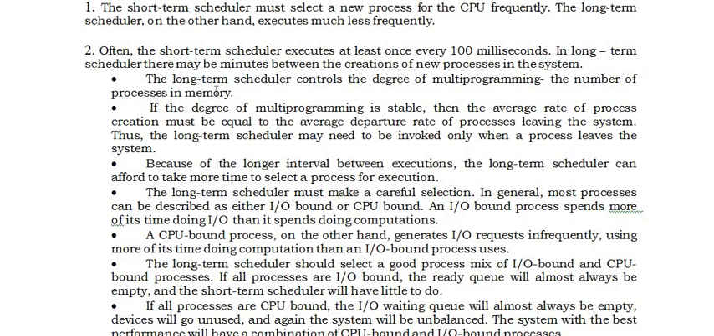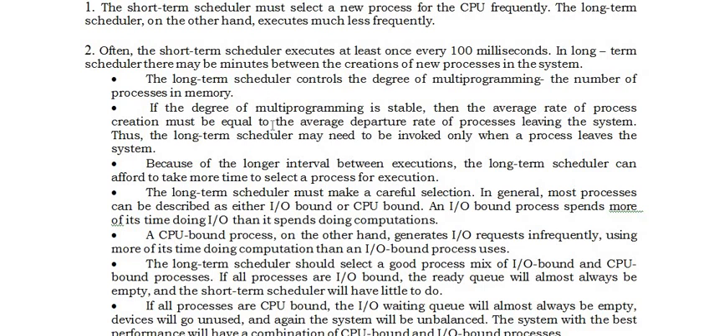Next, the long-term scheduler controls the degree of multiprogramming, the number of processes in memory. Okay, these are the things that will be asked: give any two differences between the short-term and long-term schedulers. You have to select and write any two points. If the degree of multiprogramming is stable, that is, constant, then the average rate of process creation must be equal to the average departure rate of processes leaving the system. Thus the long-term scheduler may need to be invoked only when a process leaves the system.